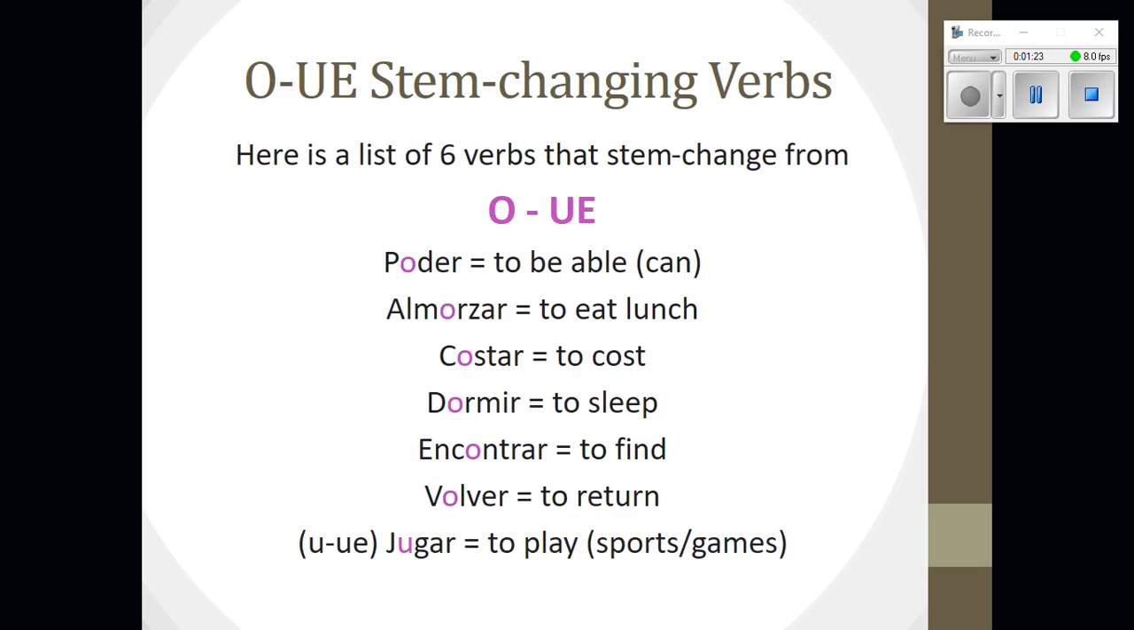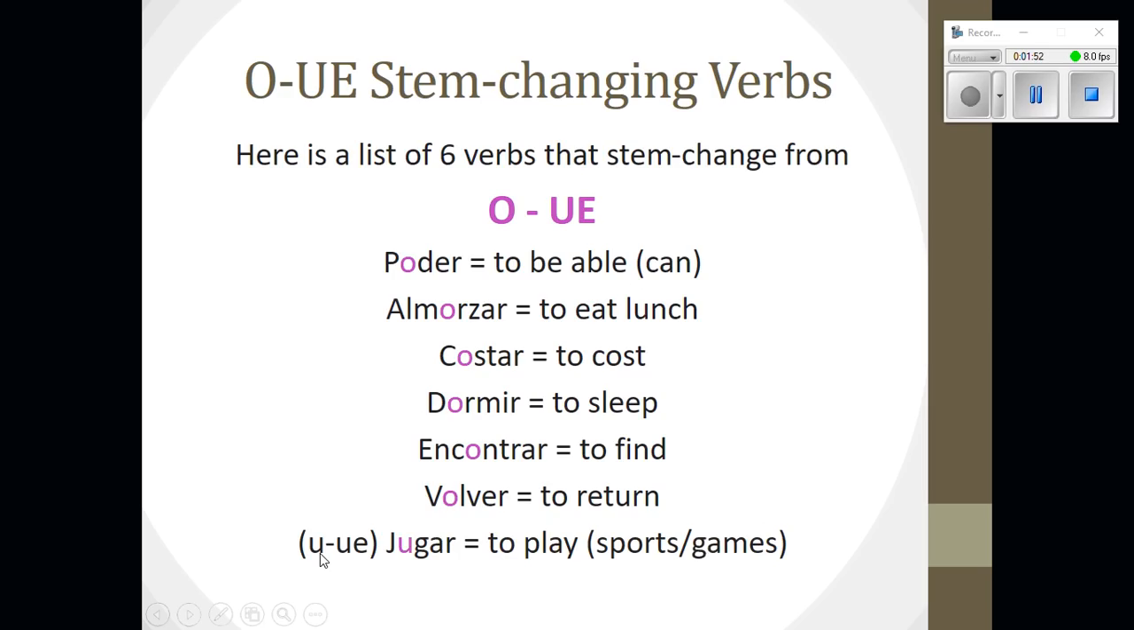Here's a list of 6 verbs that stem change from O to UE, okay? So the verb poder means to be able. It's our can verb, okay? Almorzar is to eat lunch. Costar is to cost. Dormir is to sleep. Encontrar is to find. And volver is to return, okay? So on this list here, you'll notice that there is an O in the stem of all of these verbs. And that O will change to UE when you conjugate.